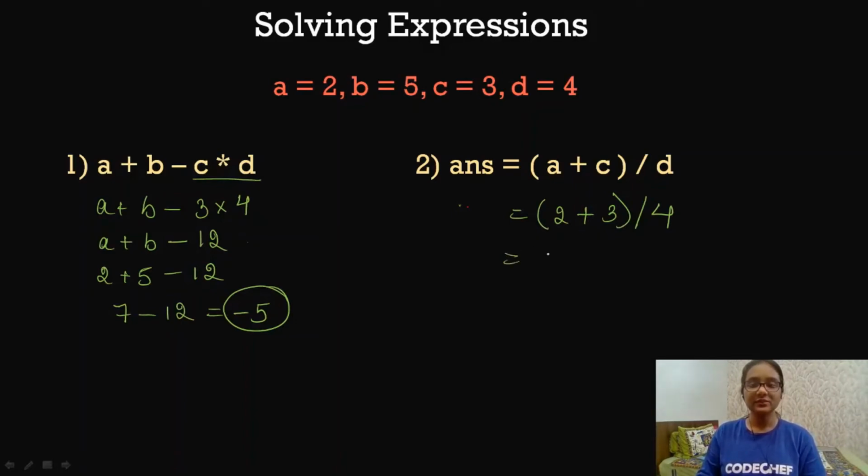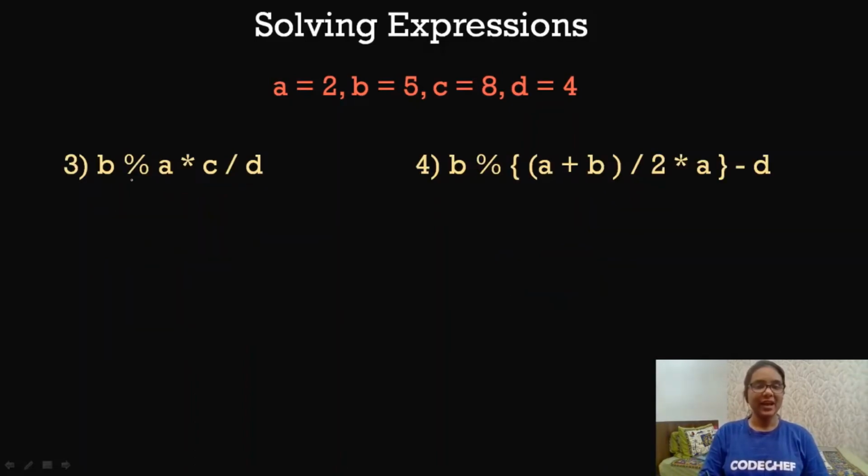2 plus 3 is equal to 5, and 5 divided by 4 will be equal to 1.25. So this will be our answer. Let us have a look at some more expressions. Now in the third expression, we have all three of modulus, multiplication and division, which have the same precedence, all of these three operators together. So we will solve this from left to right.